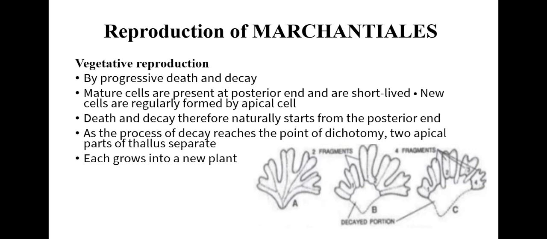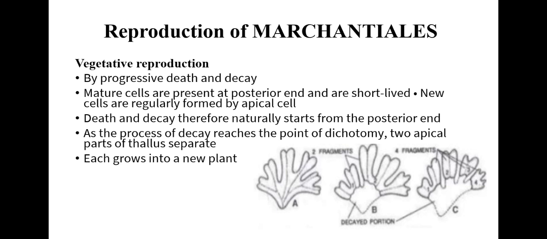So basically, reproduction is by two methods: vegetative reproduction and sexual reproduction. Asexual reproduction is absent in bryophytes. Vegetative reproduction takes place by three methods. The first is by progressive death and decay. The second is by adventitious branches, on a later slide, and the third is by gemma formation, on another slide. Firstly, we'll discuss progressive death and decay.